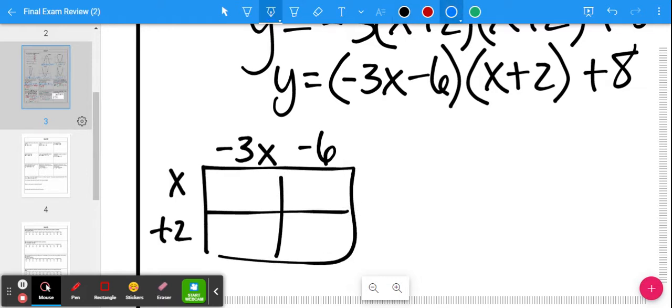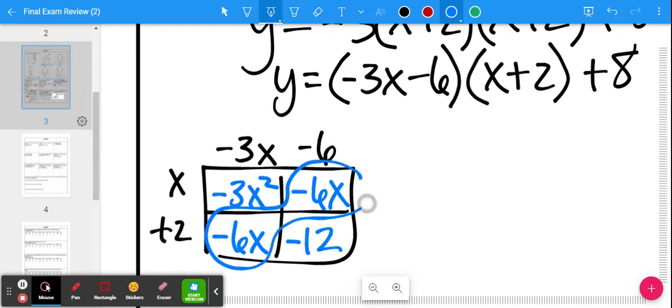So negative 3x times x is negative 3x squared. Negative 6 times x is negative 6x. Negative 3x plus 2 is negative 6x. And then negative 6 times 2 is negative 12. There's our like term. So all we did was we took care of this.